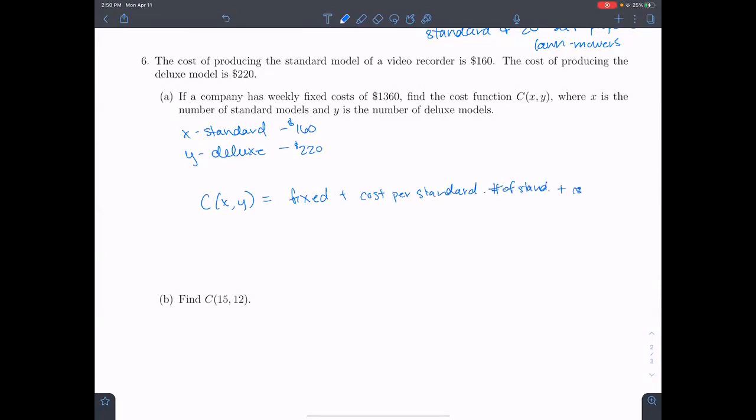Plus the cost per deluxe times the number of deluxe. So you have a fixed cost of $13.60, but you only make one of each kind. Then you would be looking at 160 times 1 for the standard and 220 times 1 for the deluxe. But this would be for any number X and Y of the standard or deluxe models.